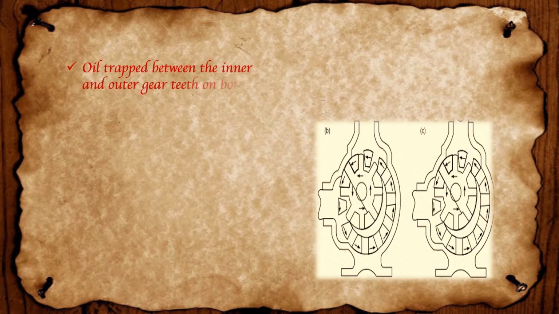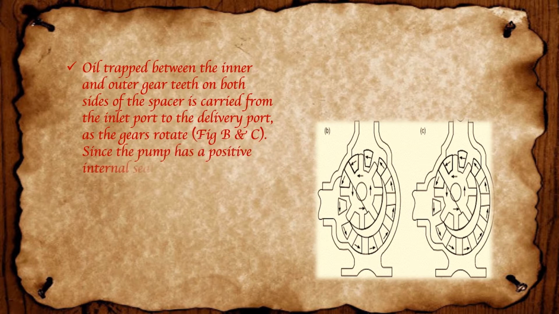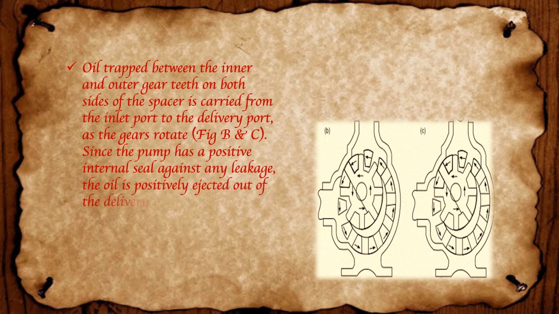Oil trapped between the inner and outer gear teeth on both sides of the spacer is carried from the inlet port to the delivery port as the gears rotate. Figure B and C. Since the pump has a positive internal seal against any leakage, the oil is positively ejected out of the delivery port.